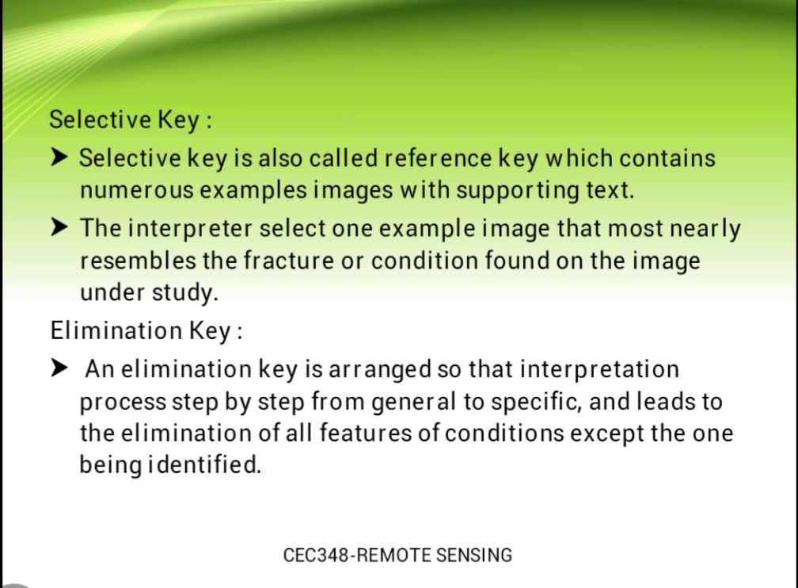Selective key. A selective key is also called a reference key, which contains numerous example images with supporting text. The interpreter selects the example image that most nearly resembles the feature or condition found on the image under study. Next one, elimination key. An elimination key is arranged so that the interpretation process proceeds step by step from the general to the specific, leading to the elimination of all features and conditions except the one being identified.